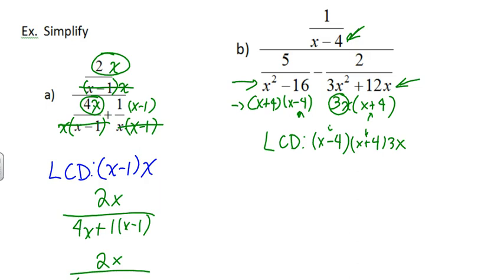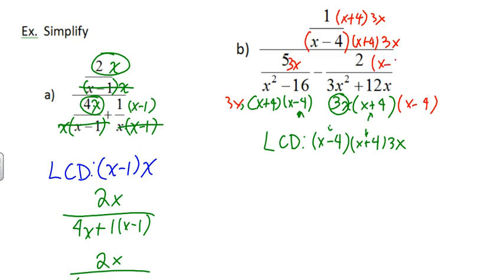Now that I've got my LCD, all I do is make the old baby bottoms become the new LCD. So what does this first baby bottom need? Well, he needs an x plus 4 and a 3x. What does this baby bottom need? He needs a 3x. I have to give what I give to the bottom, I give to the top, right? Oh, gosh. I'm sorry. I'm out of sorts. So the first top gets x plus 4, 3x. This baby bottom needs a 3x, so his top needs a 3x. This baby bottom needs an x minus 4, so x minus 4.